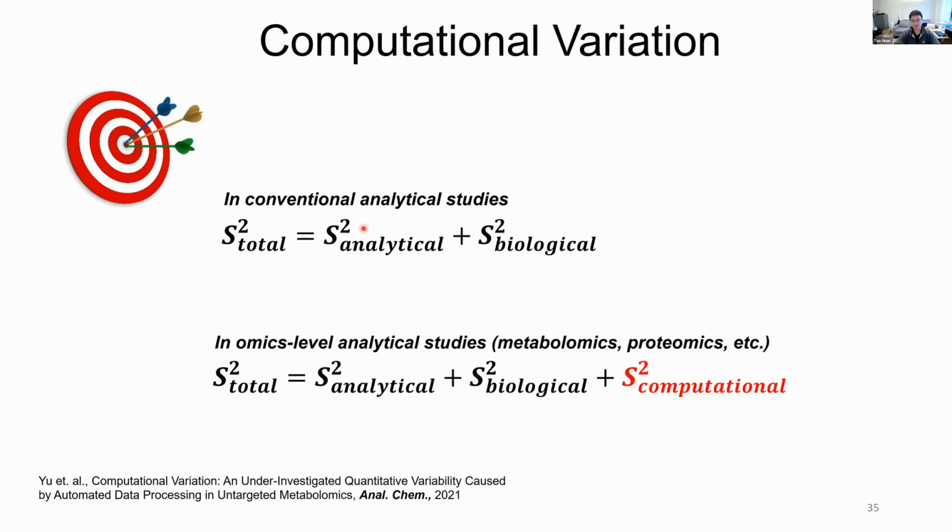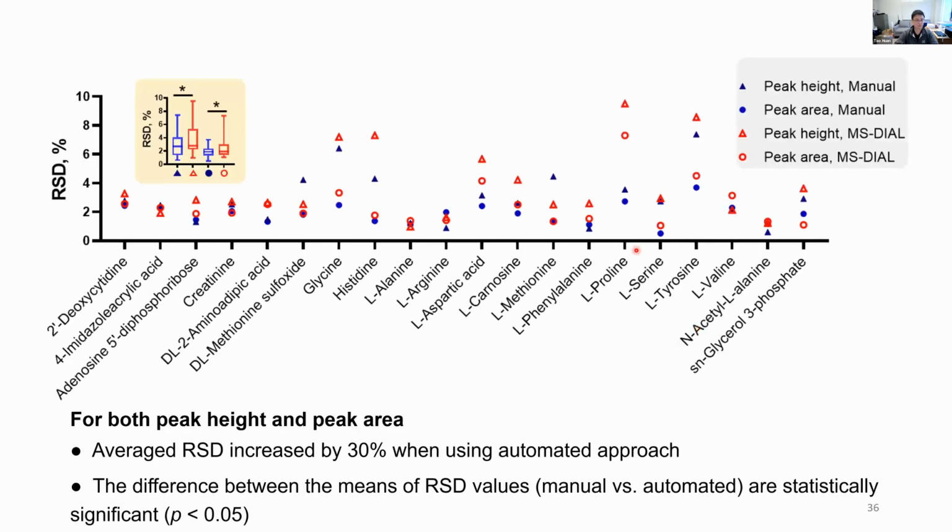But in omics level analytical studies, we rely a lot on computational tools for data processing, to measure the quantitative values. So we propose that there is another quantitative variance here that can cause problems to the overall quantitative variation. And how can we really visualize this quantitative variation? The way we can do it is that we take chemical standards, run LCMS analysis, then manually extract the peak height and the peak area, shown in these blue dots. On the other side, you can use automatic data processing software to do the process.